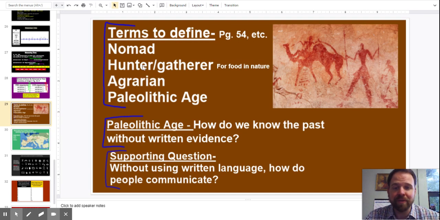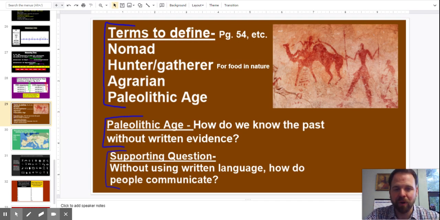Now, the term gatherer is connected because they weren't one or the other. There weren't any groups that were just hunters and didn't eat things that they could gather. And there definitely weren't groups that just gathered and wouldn't eat meat. Okay, so it's not like a vegetarian type thing. It just means that they actually did both.